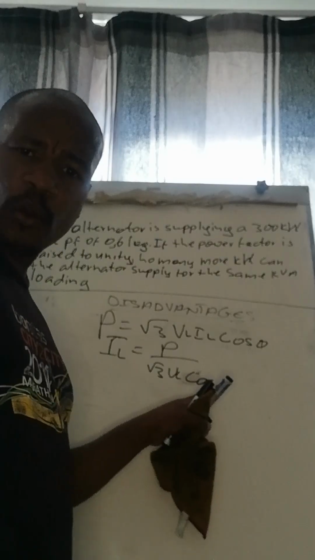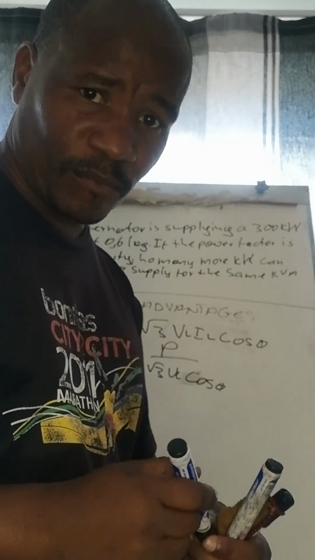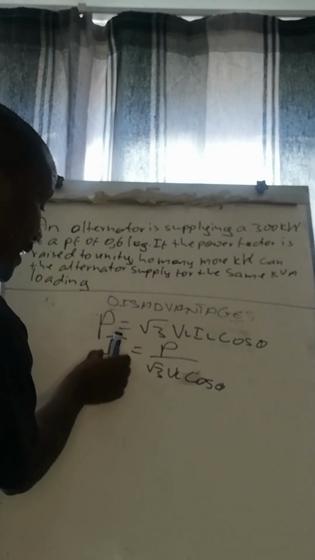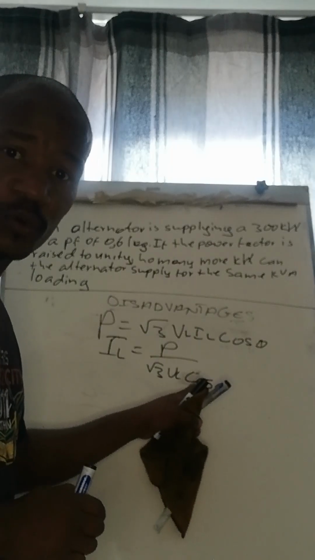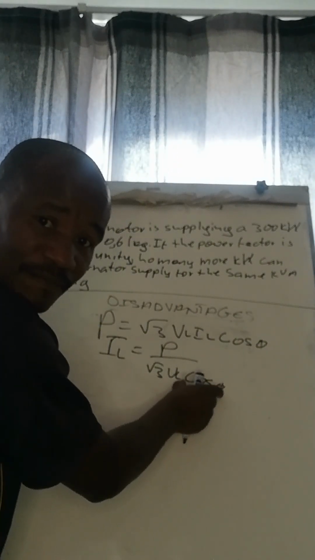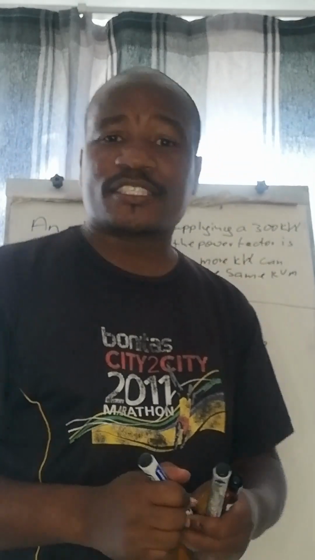From here, you can see the load current is inversely proportional to the power factor. What does that mean? At a low power factor, the current becomes more. That's why the power factor shouldn't be low. It shouldn't be low. Why? Because at a low power factor, the current becomes more. What happens when there is more current?